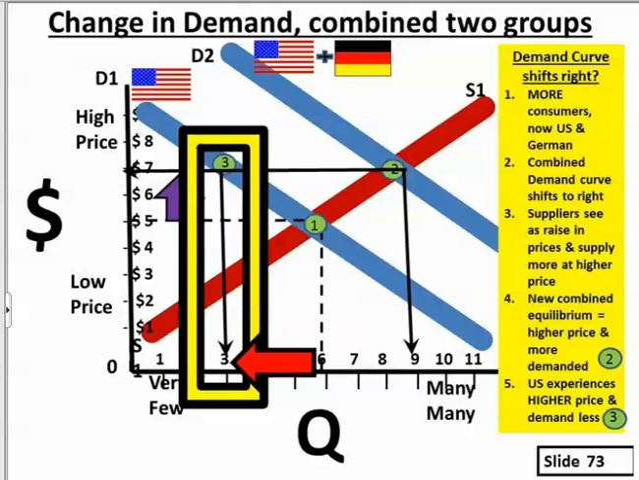However, now at this new higher price of $7, the U.S. does not want to buy nearly as much. So therefore, the total amount demanded by the U.S. is less than it was originally.